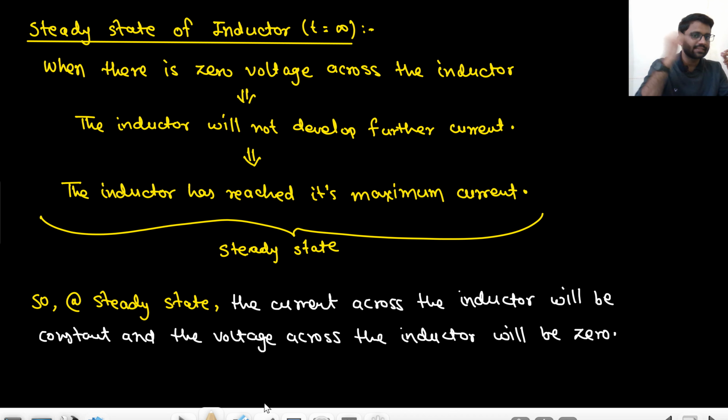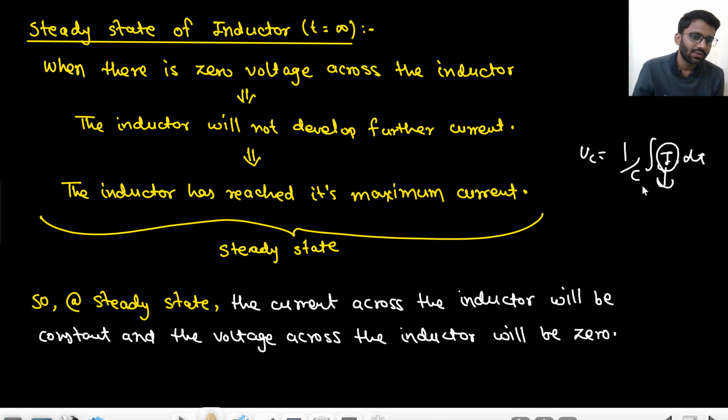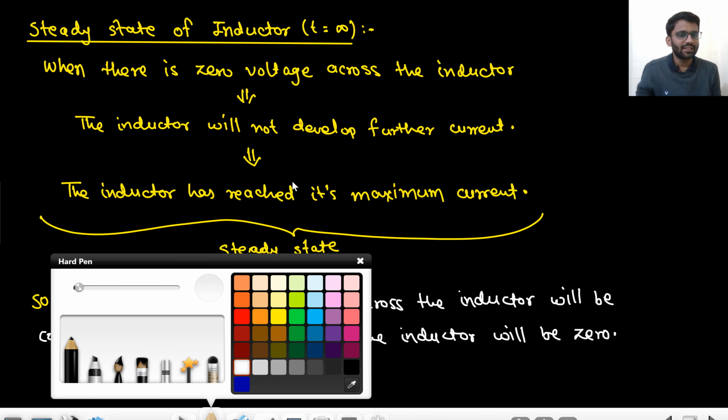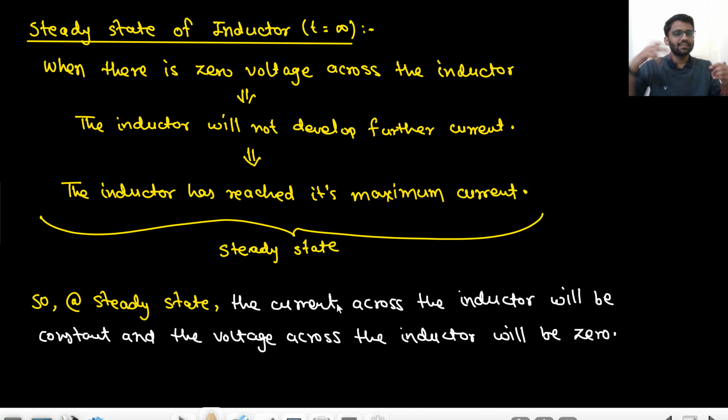In case of capacitor at steady state, what was happening? The current was becoming 0, because if there is no further current, the capacitor will not charge. What is Vc? That is 1 by C integration of i dt. If this is 0, the capacitor will not charge further, right? So in case of capacitor, at steady state the current was 0, so we replaced it with the open circuit. Now for the inductor, voltage is 0. Zero voltage means at steady state across the inductor there will be 0 voltage. What is the meaning of 0 voltage? Tell me. Short circuit.